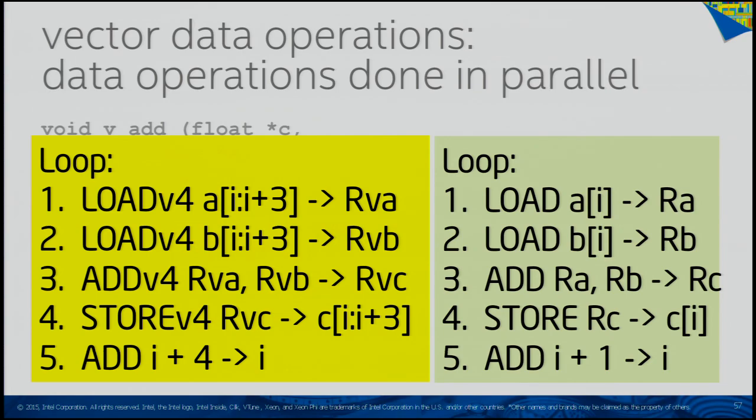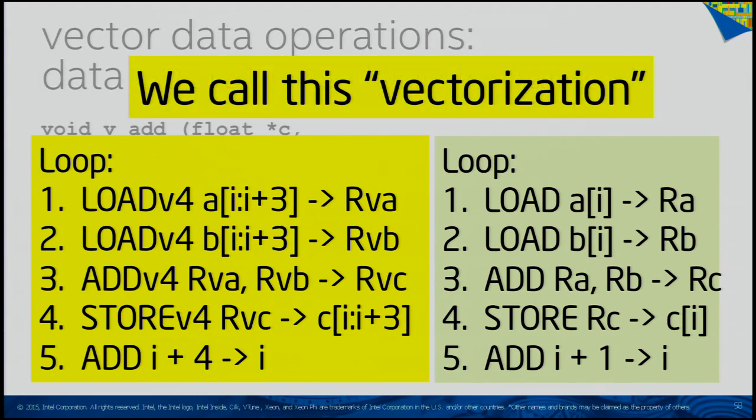Now this will cause problems. The compiler has to deal with all sorts of things, like what if my loop's not divisible by 4, what if things aren't aligned properly, there's all sorts of problems here. But at the end of the day, this is what we call vectorization. If the compiler looks at that original program and creates code that looks like this, that's what we call vectorization.